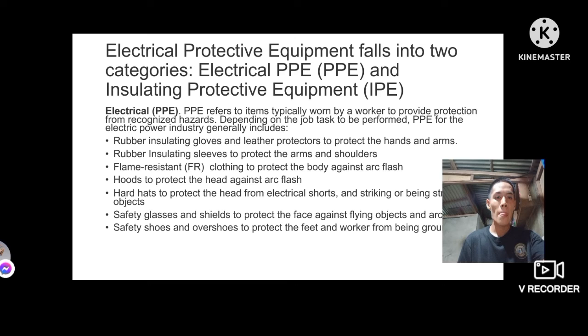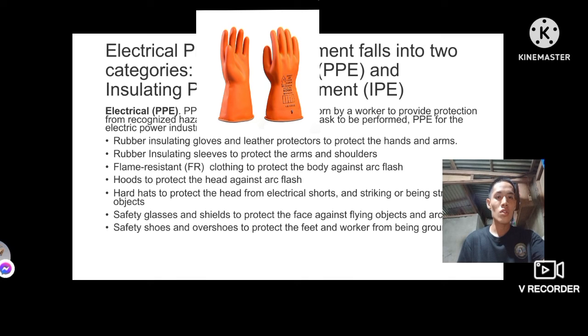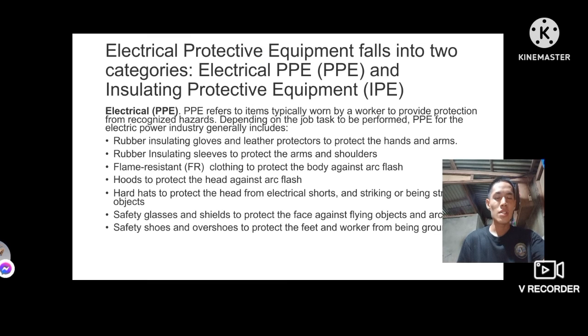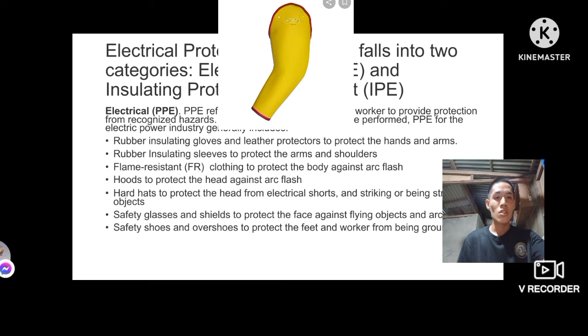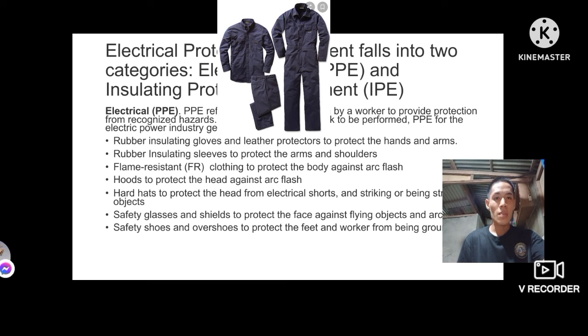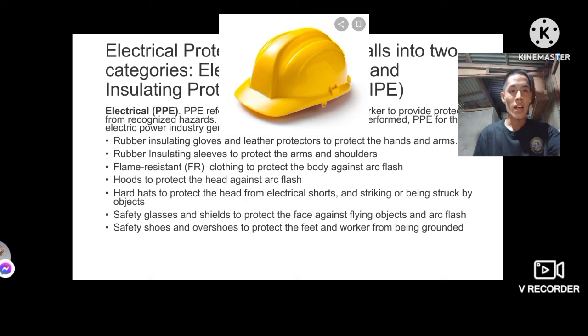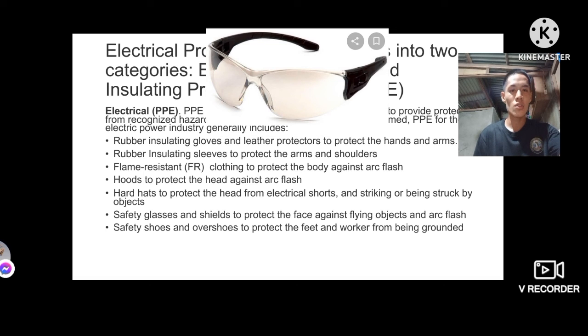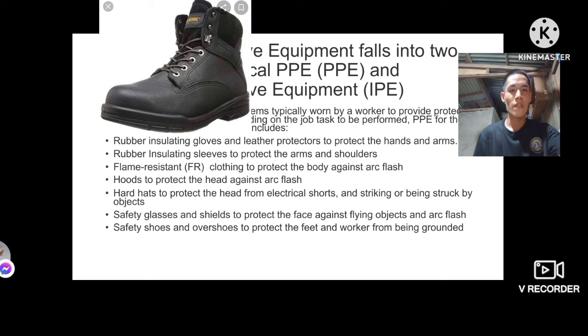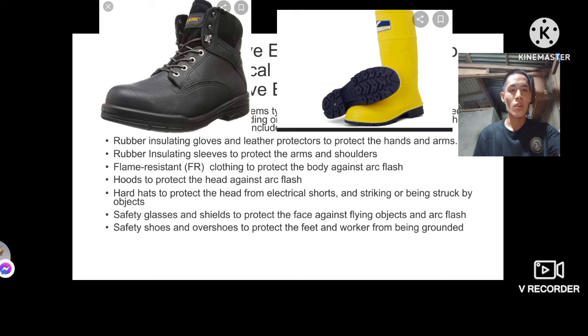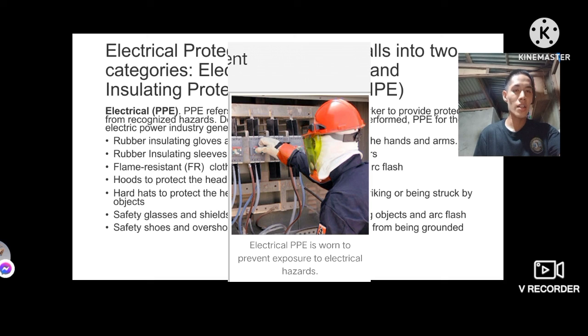PPE for the electrical power industry generally includes rubber insulating gloves and leather protectors to protect the hands and arms, rubber insulating sleeves to protect the arms and shoulders, flame resistant clothing to protect the body against arc flash, hoods to protect the head against arc flash, hard hats to protect the head from electrical shocks and from striking or being struck by objects, safety glasses and shields to protect the face against flying objects and arc flash, and safety shoes and overshoes to protect the feet and keep the worker from being grounded. This man is wearing the PPE.